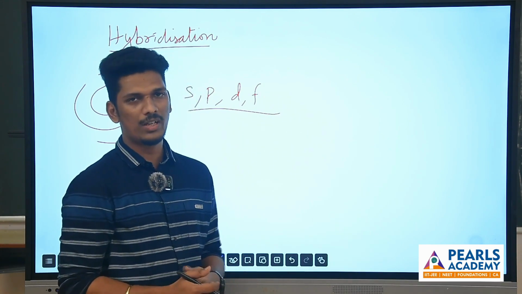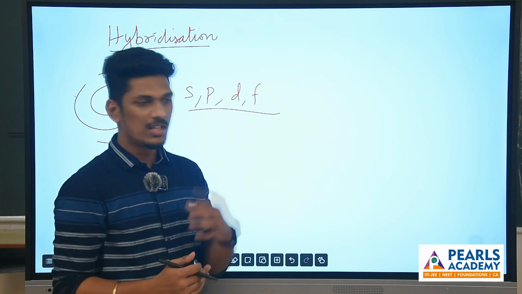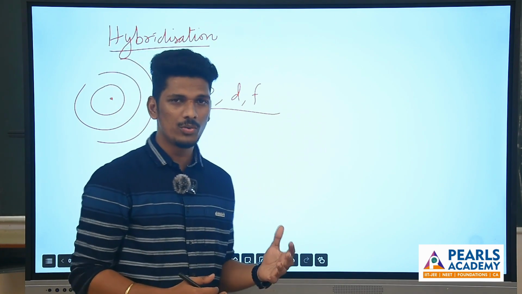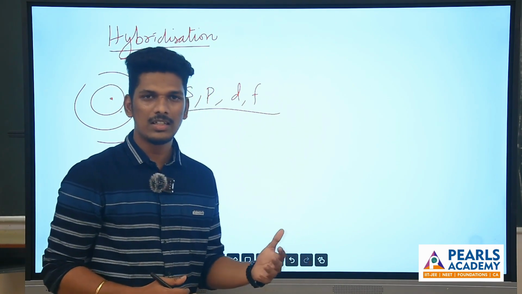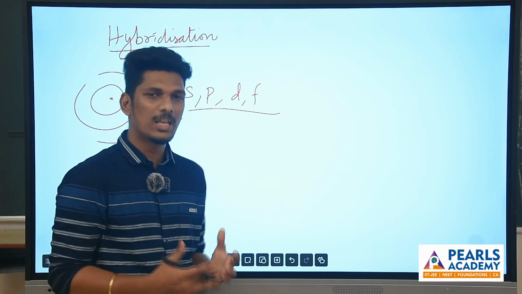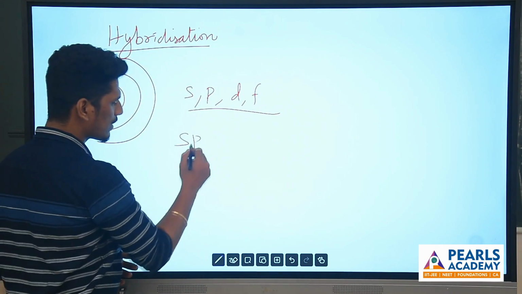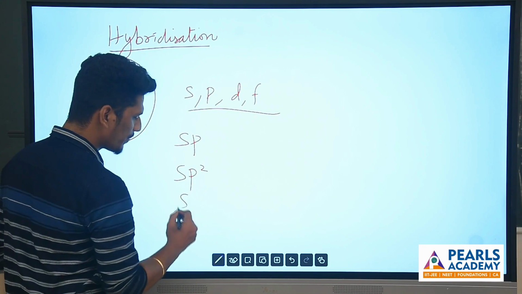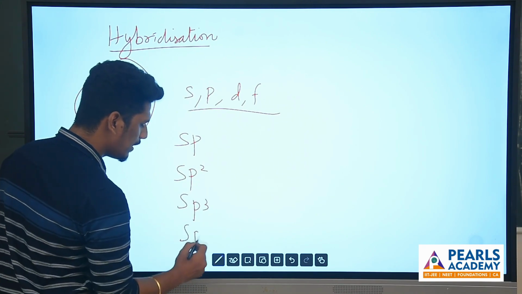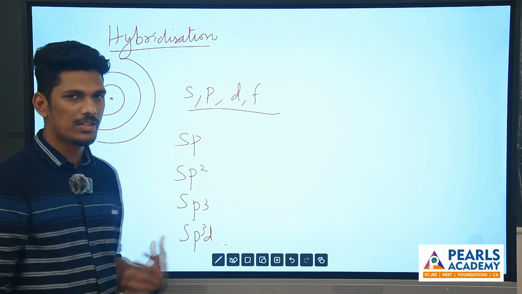produce a new kind of orbitals. This intermixing of orbitals is called hybridization. The new type of orbital produced during hybridization is called a hybridized orbital. The hybridized orbital is more stable than the atomic orbitals. So we know hybridizations like sp, sp2, sp3, sp3d, etc. We have many kinds of hybridizations.